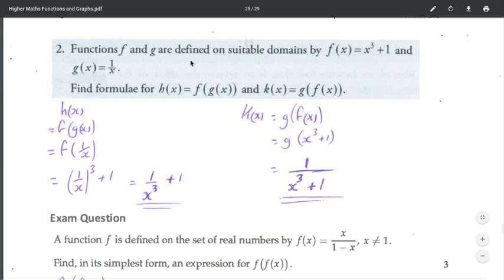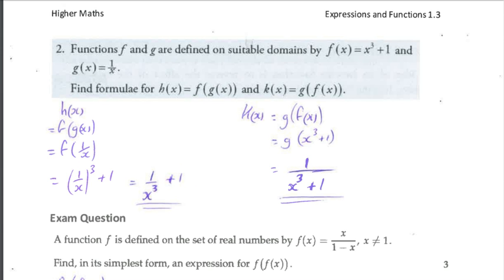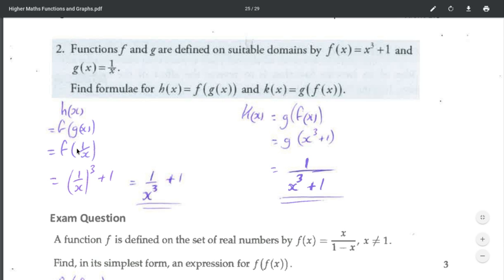Right, functions f and g are defined by f of x and g of x. Find the formula for h of x, which equals f of g, and k of x, which equals g of f. So h of x, which is f of g, so essentially we're just working out f of g of x here, guys. So what is g of x? g of x is 1 over x. So I want to find f of 1 over x.